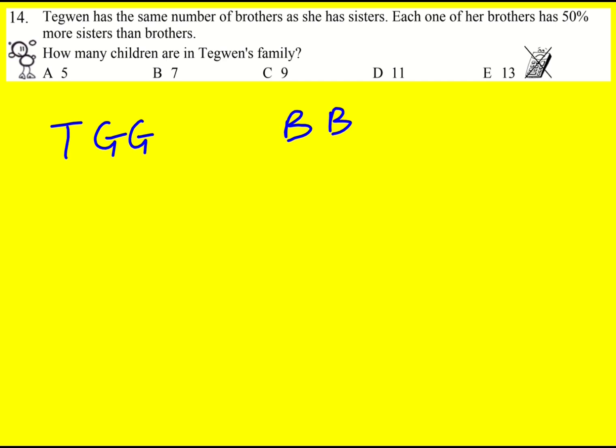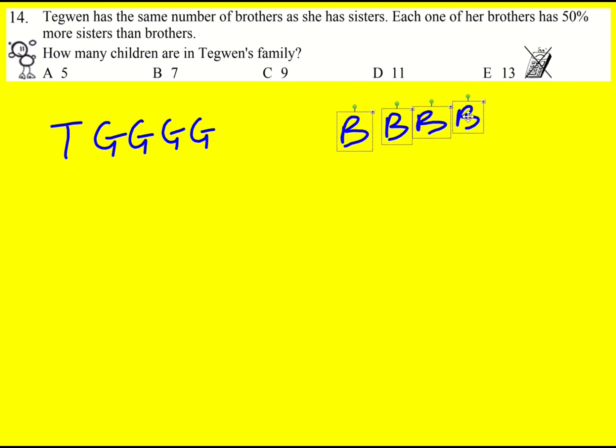So now I consider one of them. They've got one brother and three sisters, so it's three times as many. So no, I need to add another one. Now it's twice as many because two brothers, four sisters. So it's not 50% yet. Let's keep going. Now it's three and five. Now five is not 50% more than three, so I've got to keep going.